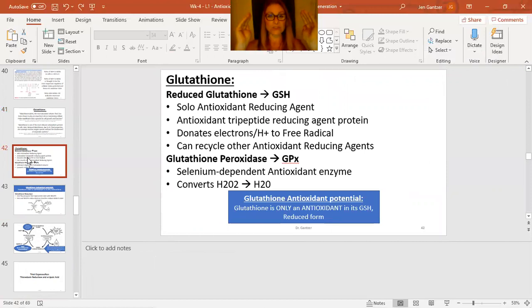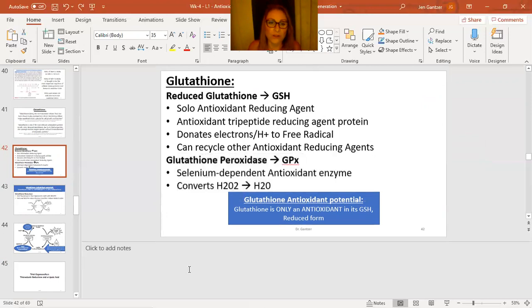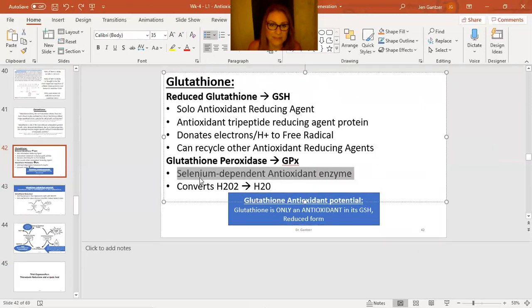As a reducing agent, it itself can react with free radicals, or it can donate its hydrogen atom to other antioxidants to regenerate them. The other one that we learned is glutathione peroxidase. This is a selenium-dependent antioxidant enzyme, and that's going to convert your hydrogen peroxide to water. Very important. We learn that in detail going forward, so add that to the memory base.